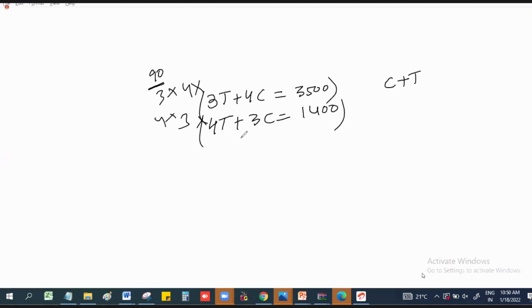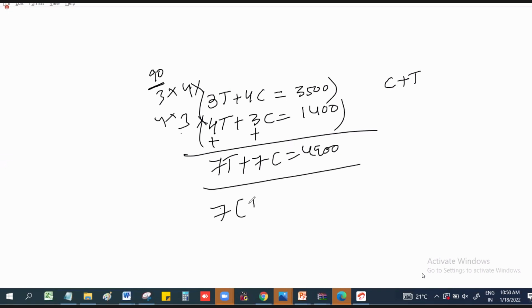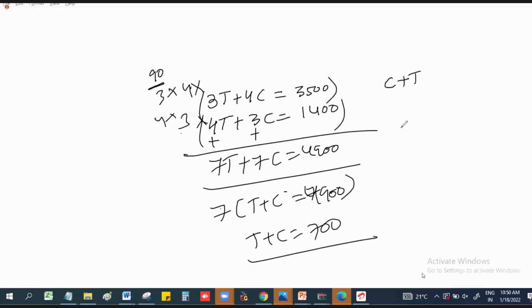Yes, very good, Rav. You are appreciated. Guys, the whole point here in this particular situation is, if you do like this, you will get your answer. But please observe the question. Just add the 2 equations. When you add the 2 equations, this is 7T and this is 7C, which equals 4,900. So if I take 7 as common, T plus C equals 4,900 by 7, which is 700.